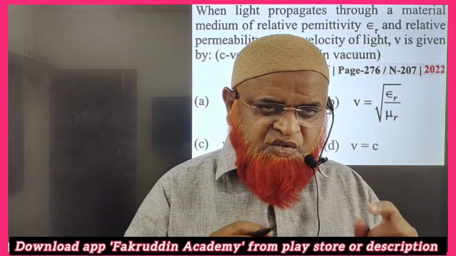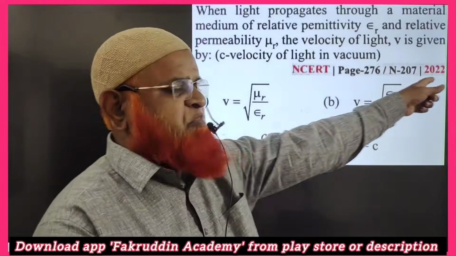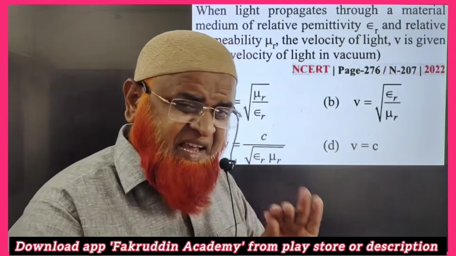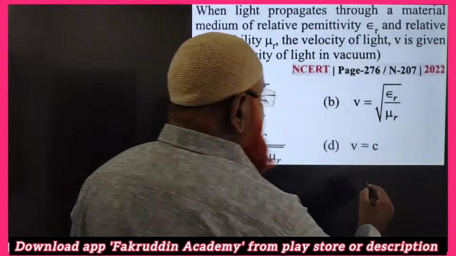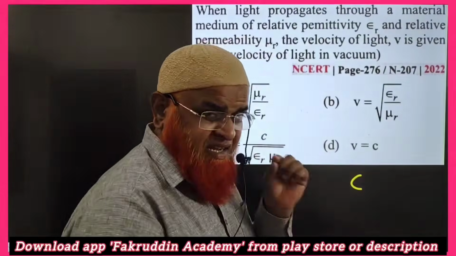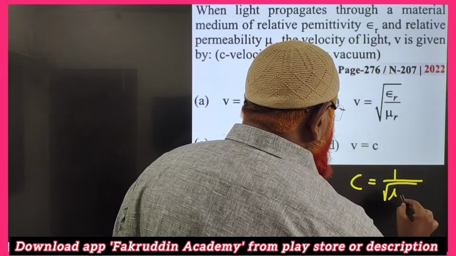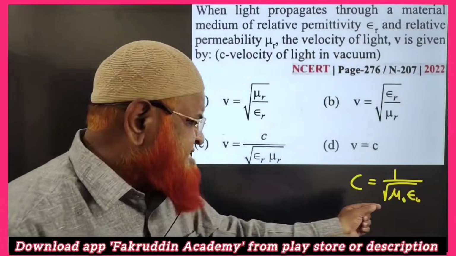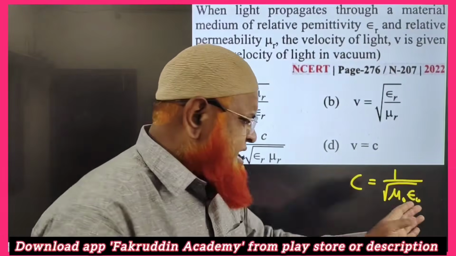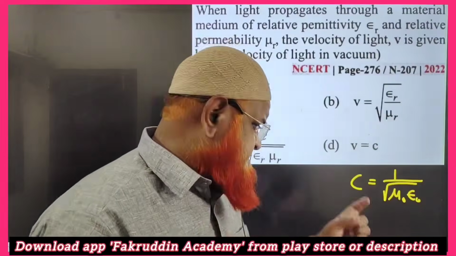Welcome to 1 Minute series of electromagnetic waves. This is a question asked in 2022 NEET. Let me discuss what is going to happen here. You all know velocity of light in air is given by C, which is equal to 1 by square root of mu naught epsilon naught, where mu naught is permeability and epsilon naught is permittivity of free space.